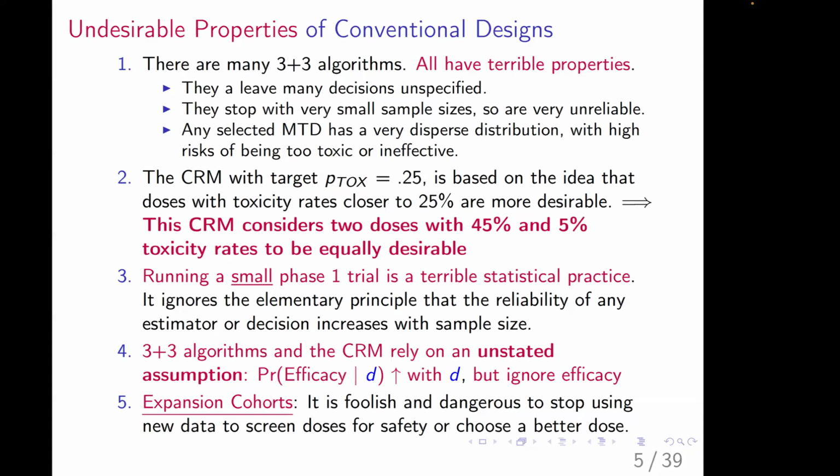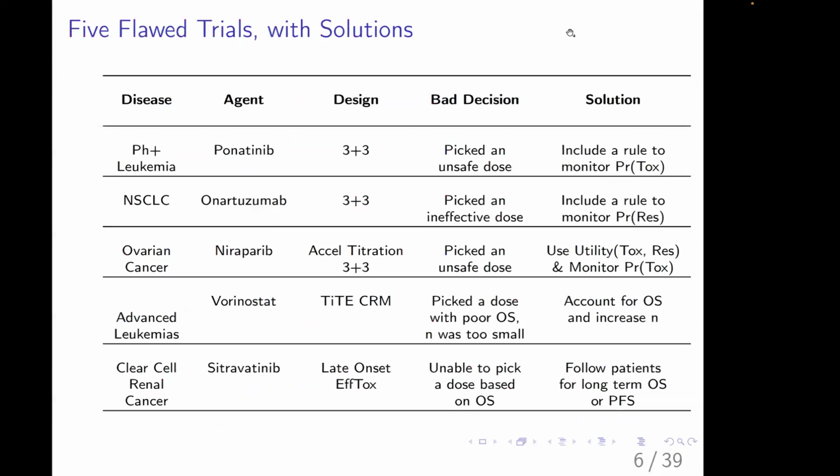And then there's the idea of expansion cohorts. They say, well, we've picked a dose, let's treat 30 more patients at that dose. So you've got an unreliable dose, and now you're going to treat 30 or 40 more patients. What if it's too toxic? Okay, so this is out of a review paper that we published a year or two ago. And here are some actual instances where a trial went wrong.